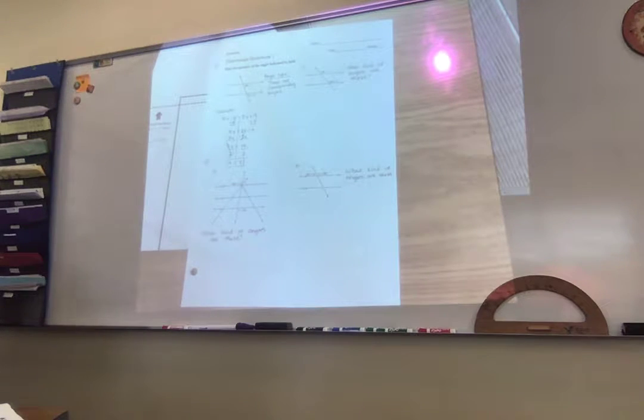So what I want you to do is, if you have a highlighter, take it out. If you don't, I have highlighters back there in the pencil box. You can't really tell which ones are bolded, so I'm going to point them out to you.